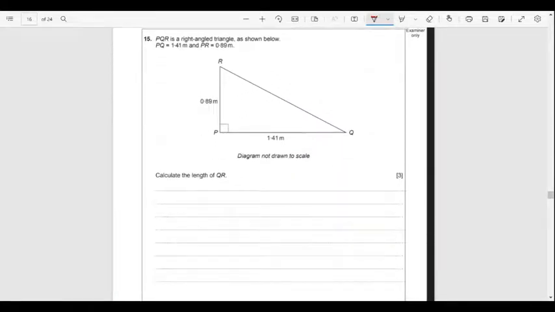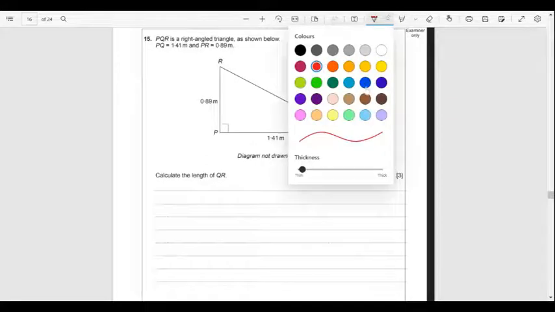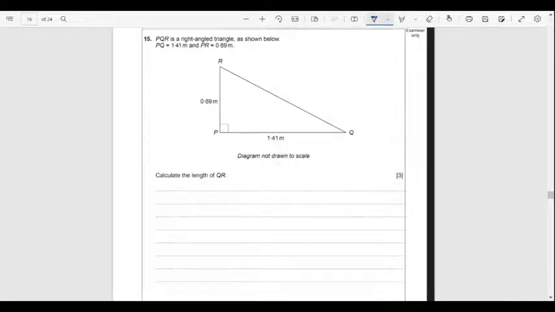PQR is a right angle triangle as shown below. PQ is 1.41 meters and PR is 0.89 meters. Now, find the length of QR. So I've got two sides. I'm trying to find another side. This looks like a Pythagoras question to me. So Pythagoras, a squared plus b squared is equal to c squared. Let's substitute in what we know. Well, we know a squared is 0.89 squared. We know b squared is 1.41 squared.